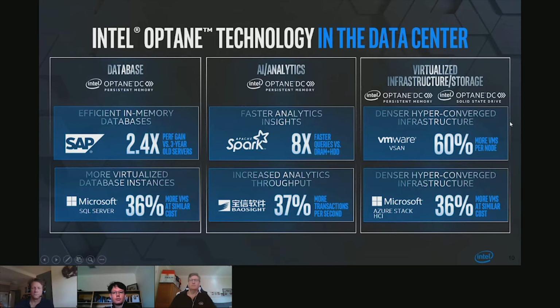And in the virtualized infrastructure and storage world with VMware vSAN, for example, we can host 60% more VMs per node. So the cost per VM goes down dramatically. And for hyperconverged infrastructure, about 36% more VMs can be hosted with Microsoft Azure Stack, for example, on-prem at a similar cost. So these are quite typical workloads in corporates and enterprises, and we'll have a look at the HPC workloads later on in the slide deck here.